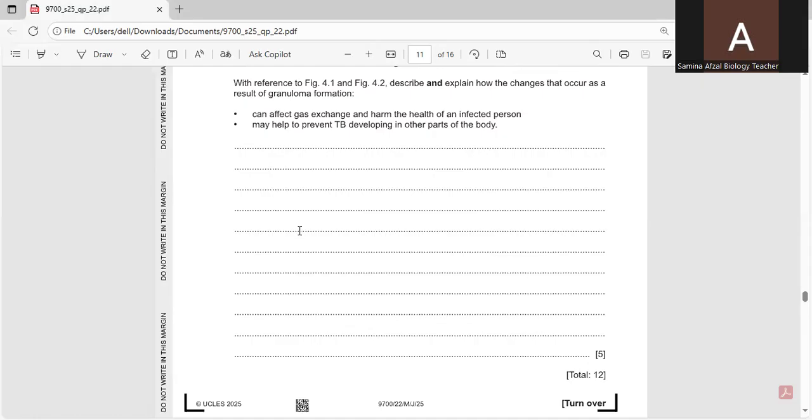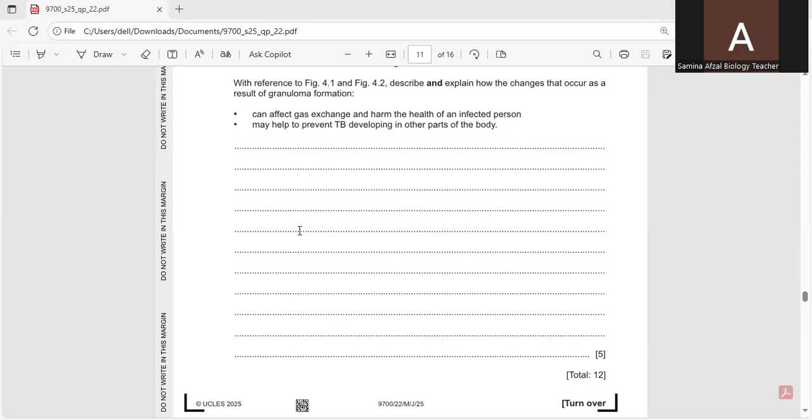answer the question: describe and explain how the changes that occur as a result of granuloma formation can affect gas exchange and harm the health of an infected person, and may help to prevent tuberculosis developing in other parts of the body. So we have to go with these questions. So before writing, I just want to explain the answer.